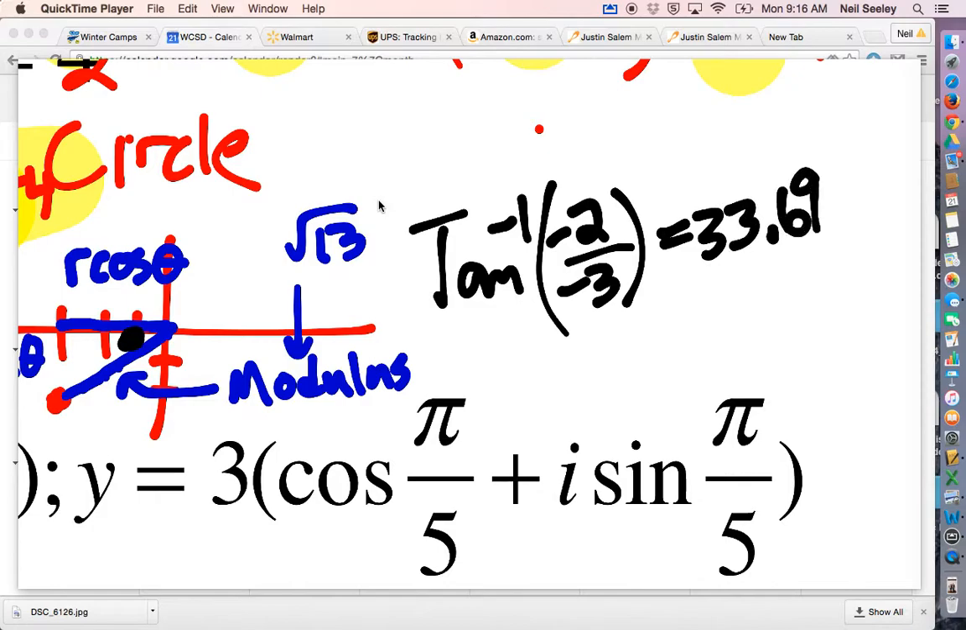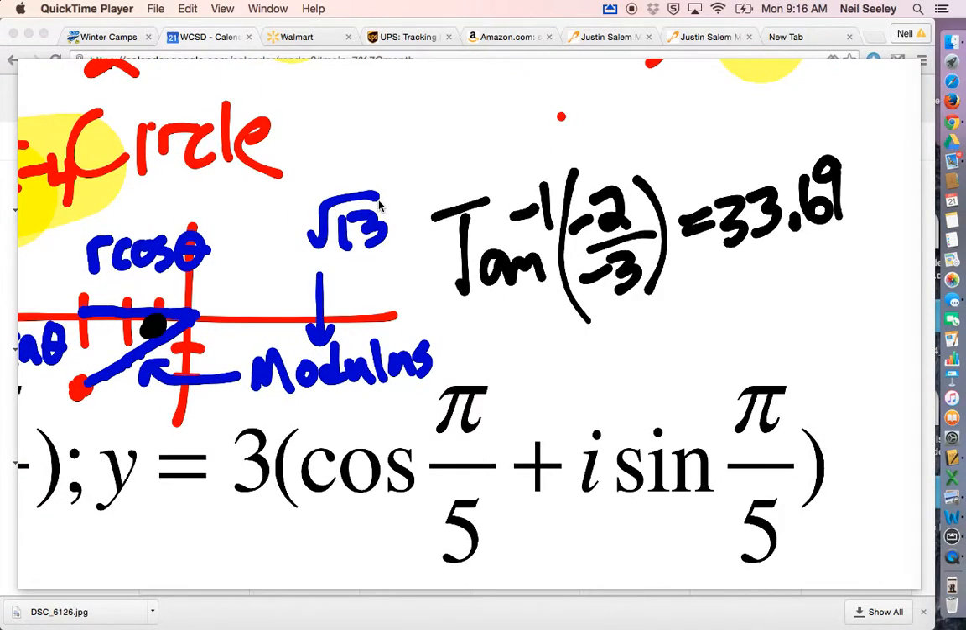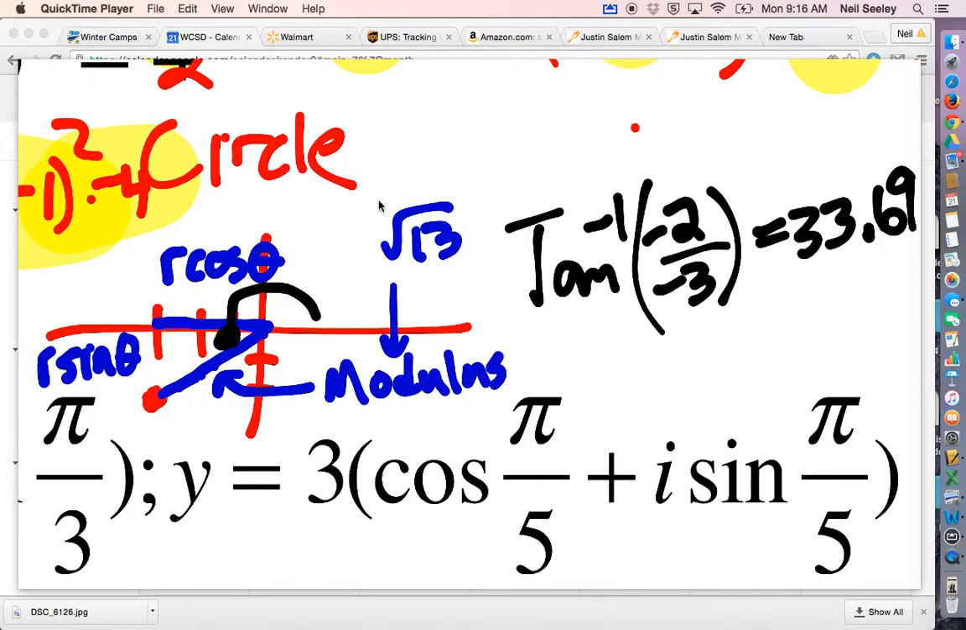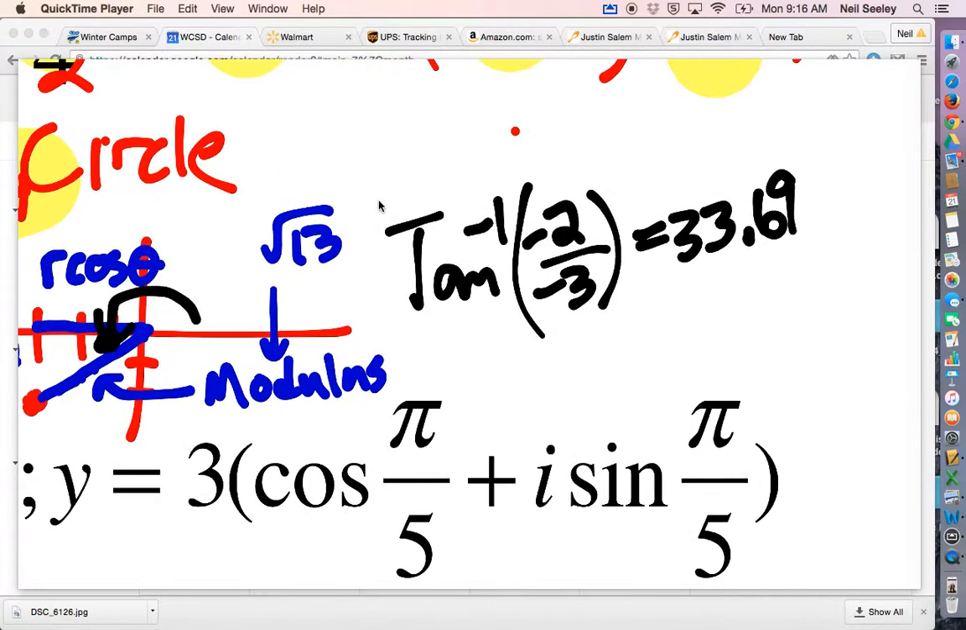33.69. But what I want to do with that is figure out how much that is plus 180, because I want the angle from 0. So just add 180 to that. That's going to be my theta of 213.69.